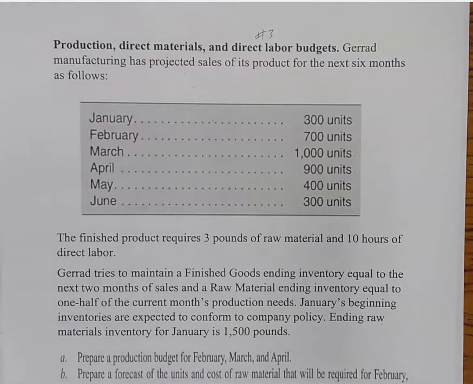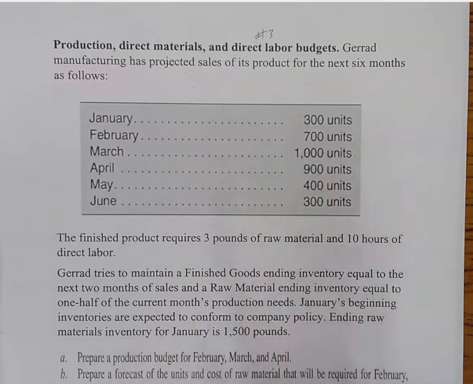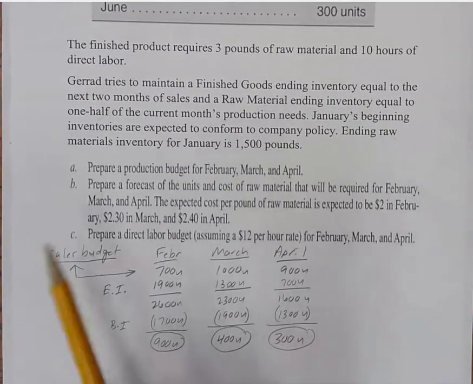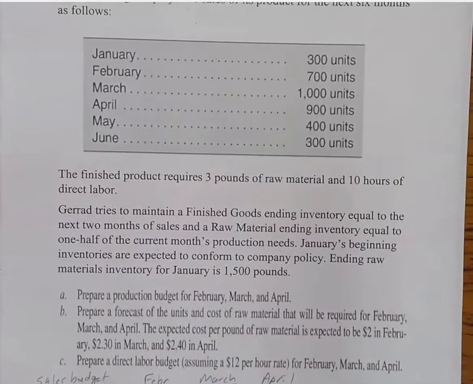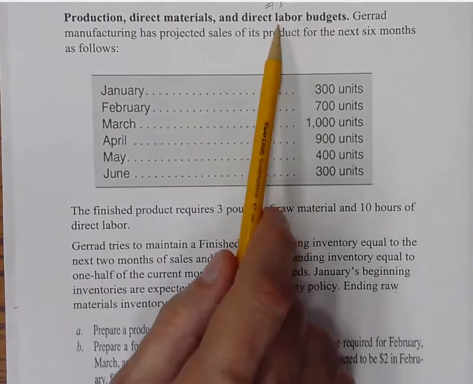Okay, so we had all of our projected sales units. And we actually used that to make a quick sales budget, and we came up with a production budget and all that good stuff. But now we need to do our direct labor budget. All right, our direct labor budget right here, number 3.